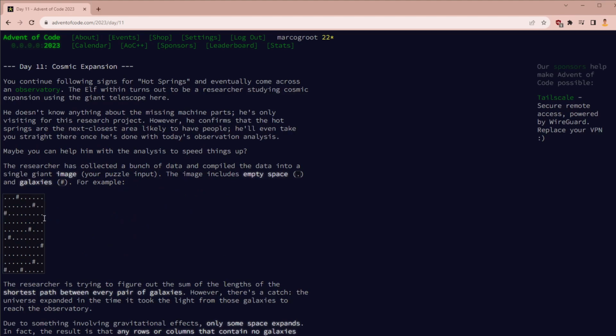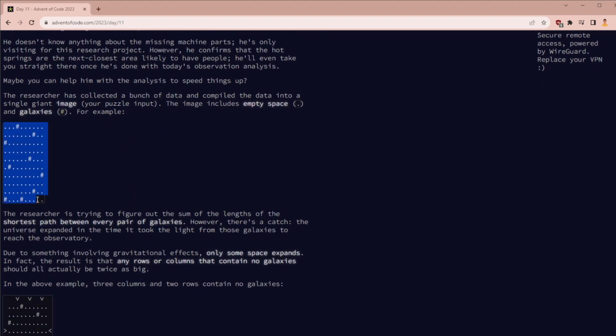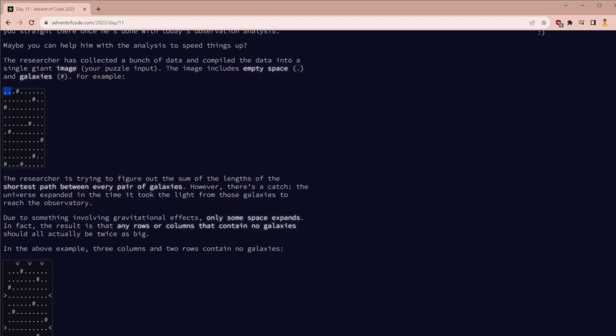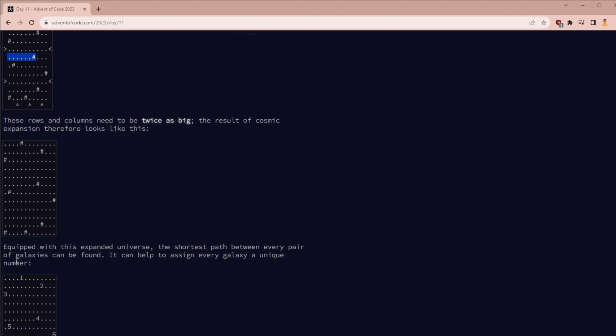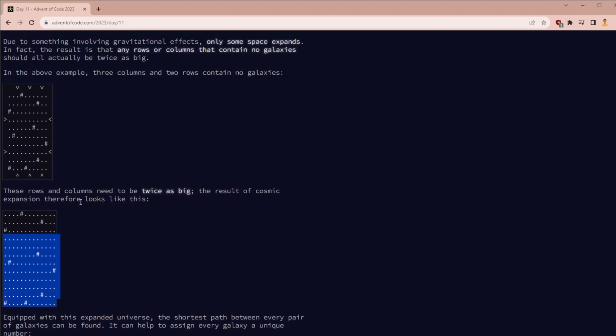Pretty much this question, we get given a graph here, and the hashtags represent galaxies, and the dots represent empty space. If we have a full column or a full row of dots, we effectively add another. So if we have a full row here, you can imagine we add another full row of dots underneath it, and that's shown in this expanded graph here. Same thing with the columns.